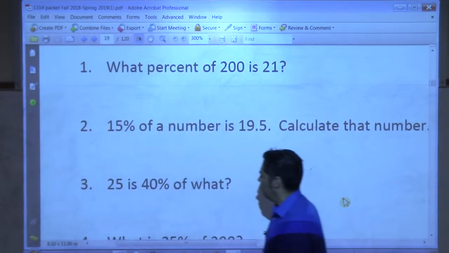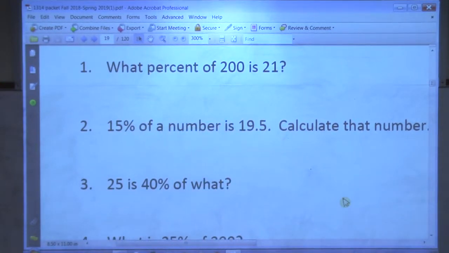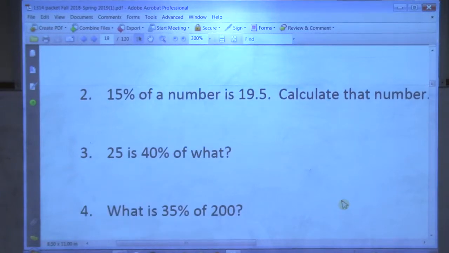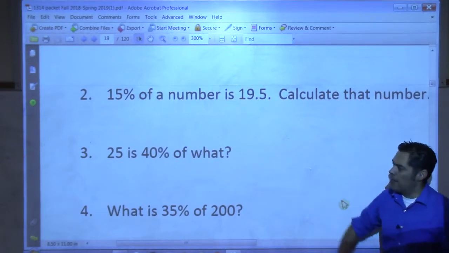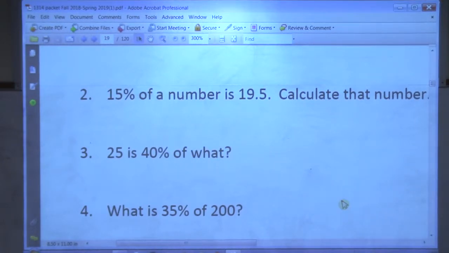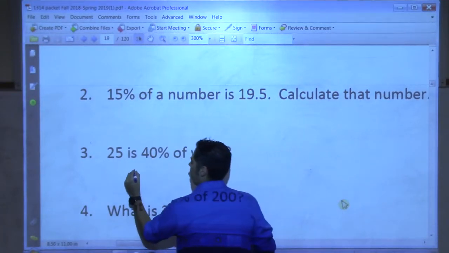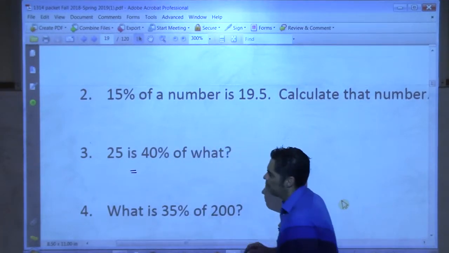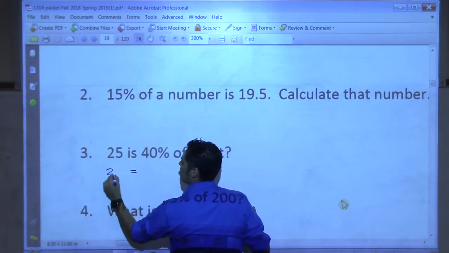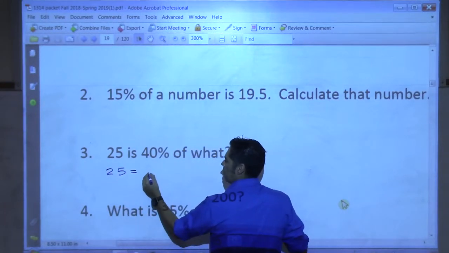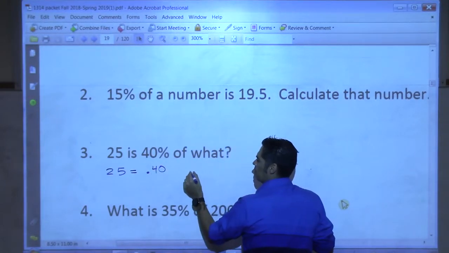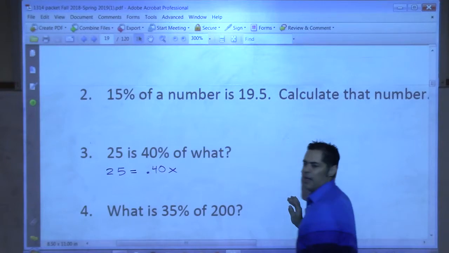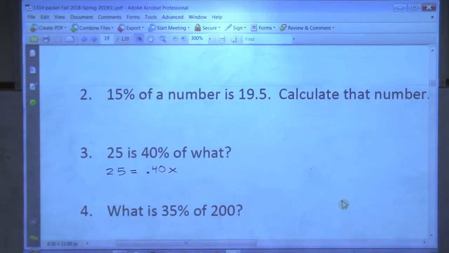How about this next one? Let's see if we can do this next one. Try and get through all of these. Cameron? Number 3. So "is" would be equals, and then 25 would be on the left. And 40% turned into a decimal is 0.4, and then "of what" would be times X. So can I just do that? There you go. That's it.